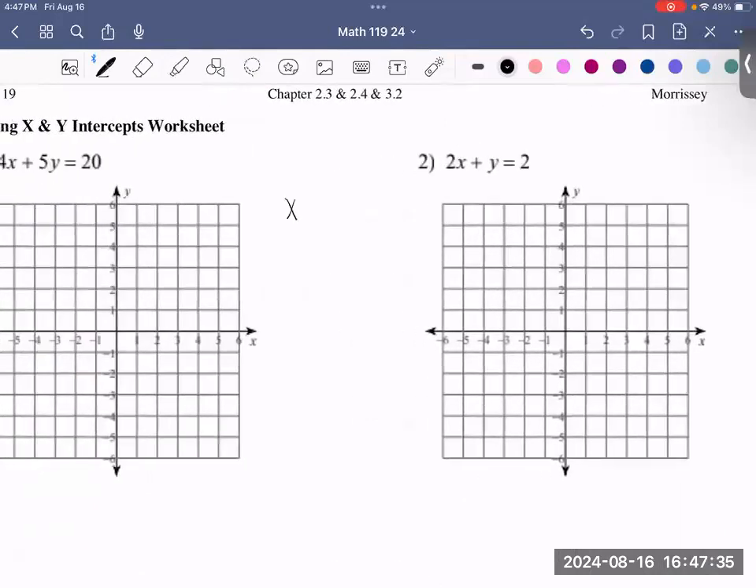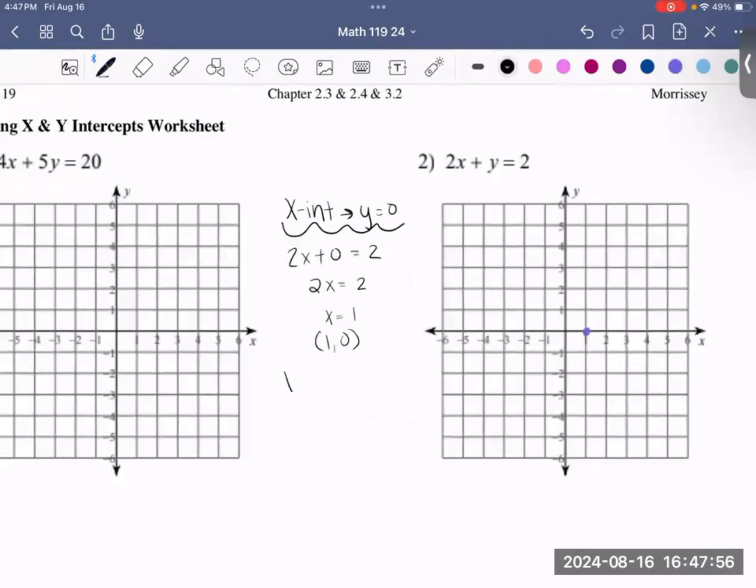All right, so your x-intercept is where y is equal to 0. So you have 2x plus 0 is equal to 2. So 2x is equal to 2. So x is equal to 1. So we have the coordinate (1, 0). We can plot that right here.